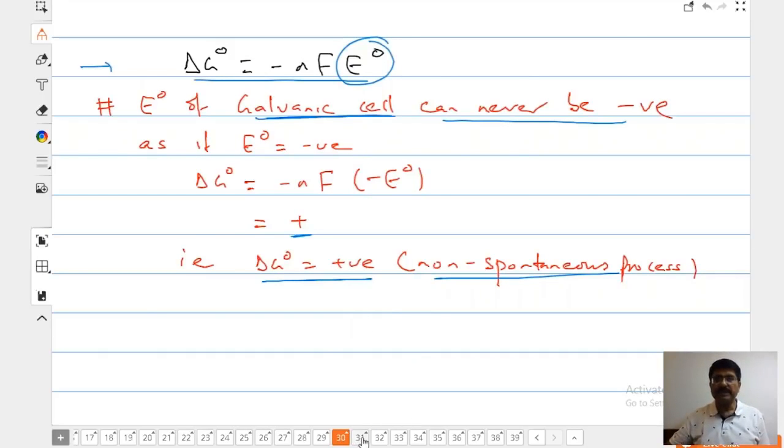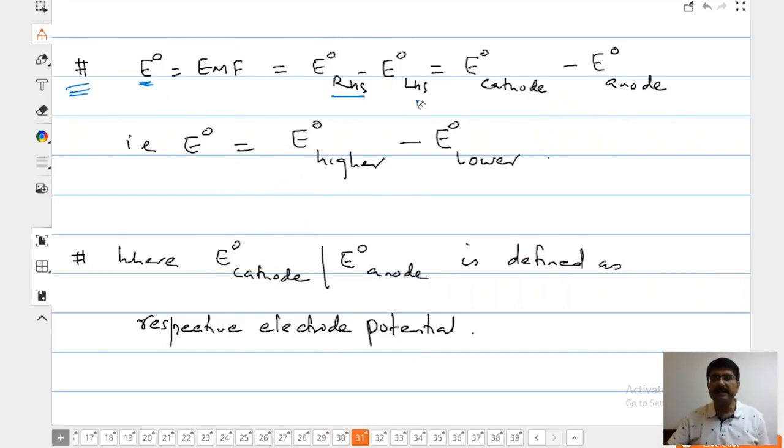This E naught is E right hand side minus E left hand side. What is right hand side and left hand side? You know it. The right hand side is the cathode, and the left hand side is the anode. E right hand side minus E left hand side, or E naught cathode minus E naught anode. Correct? Because it has to be always positive, it has to be higher minus lower.